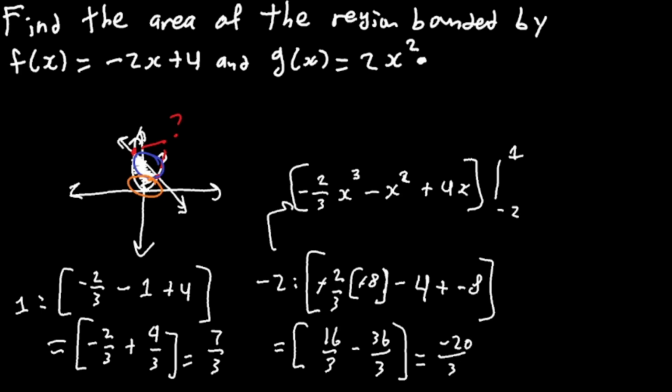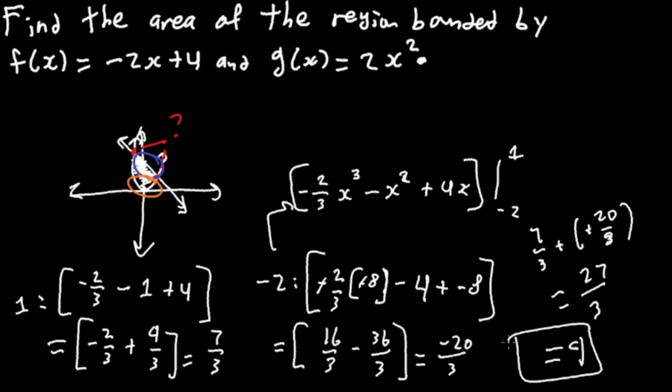Now the next step is to subtract off our lower bound value from our upper bound value. So we do 7/3. That's what we got when we plugged in the upper bound. And when we plugged in the lower bound, we got negative 20 over 3. So those are going to become a positive. This becomes 27 over 3, or just 9. And that is the final answer for that problem.